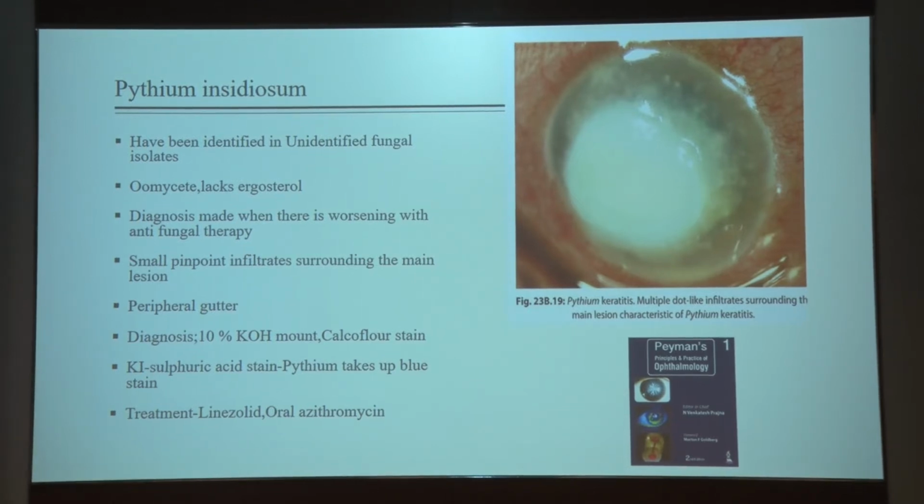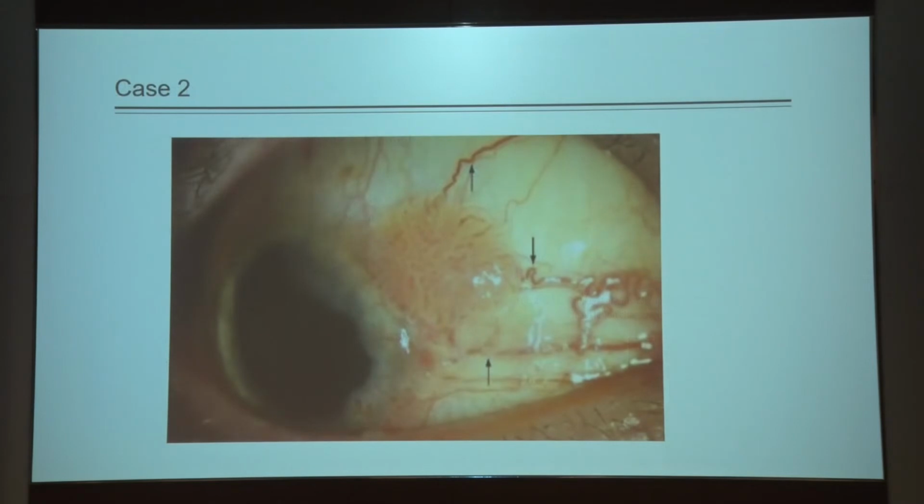And then when you see this pinpoint type of infiltrates and tentacular projections and a peripheral gutter, then you think of Pythium keratitis. The treatment is different, so you have to put the patient on linezolid and oral azithromycin for this patient. The case 2, how will you describe this case?